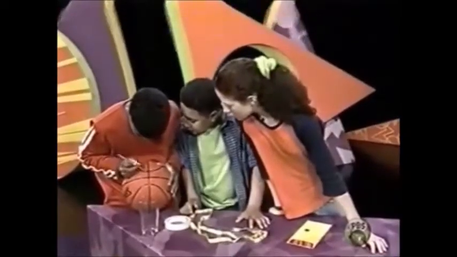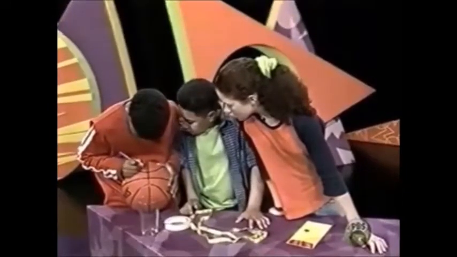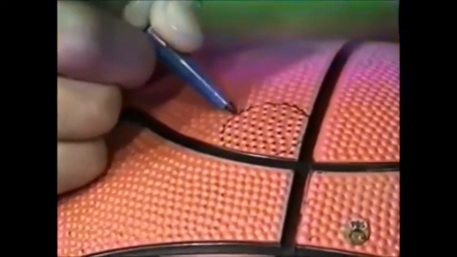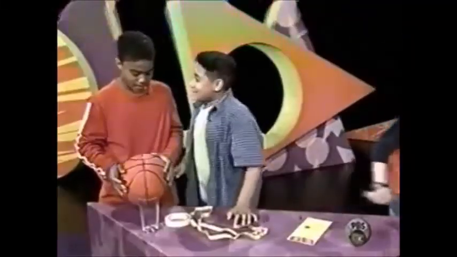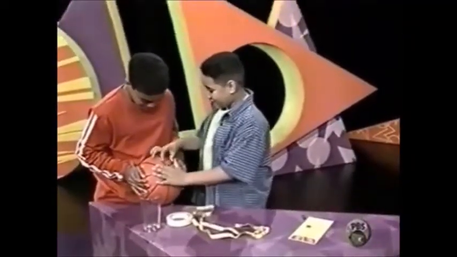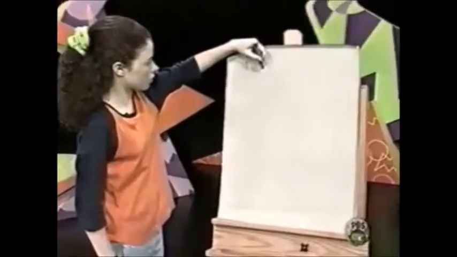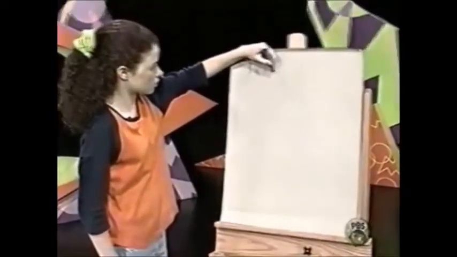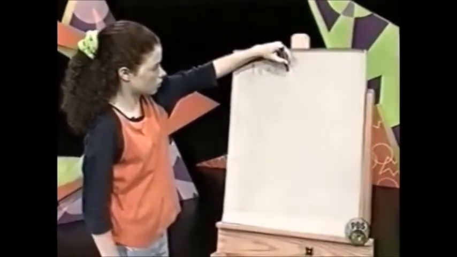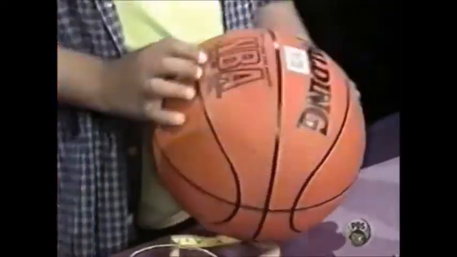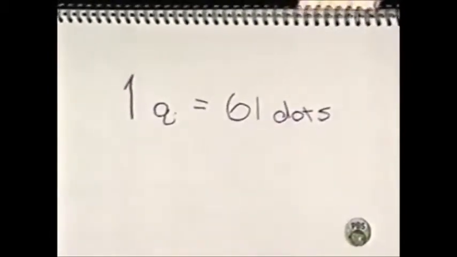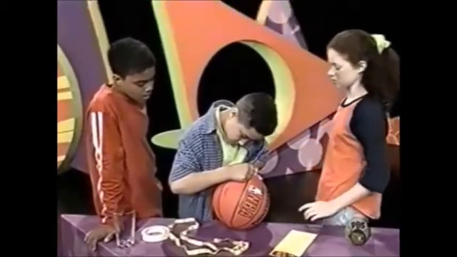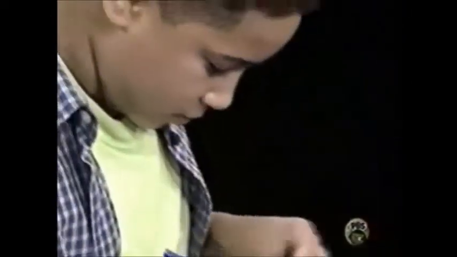Got that one. 1, 2, 3, 4, 5, 6... 56, 57, 58, 59, 60, 61. There's that many? Then imagine, 1 quarter equals 61 dots. Wow. So then, want to see how many quarters are in a segment? Yeah. Wow, I think there's going to be a lot if 61 is on one of them.